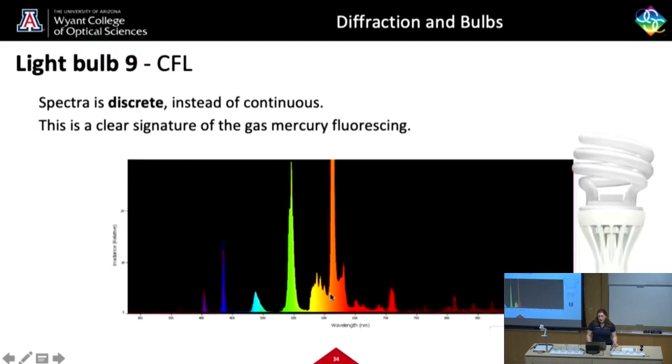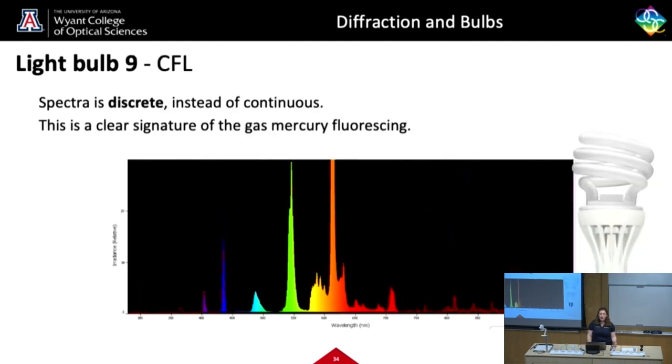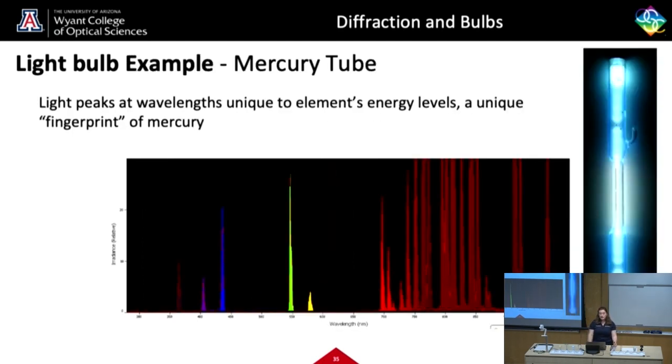Okay. And then, moving on to our compact fluorescent light, you can see very clearly, though it was evident in the demonstration before, that the spectra is discrete instead of continuous. And this is a clear signature of gas fluorescing. So clear, in fact, that I can show you what a tube of pure mercury gas fluorescing looks like. If we were just trying to excite mercury and we weren't trying to make light for living with, you can see that the spectral lines at specific wavelengths carry between the compact fluorescent and the mercury tube.